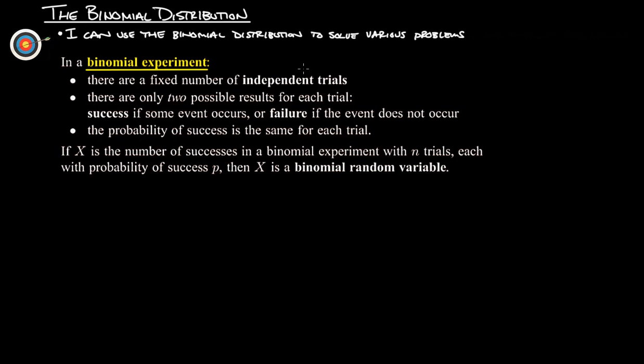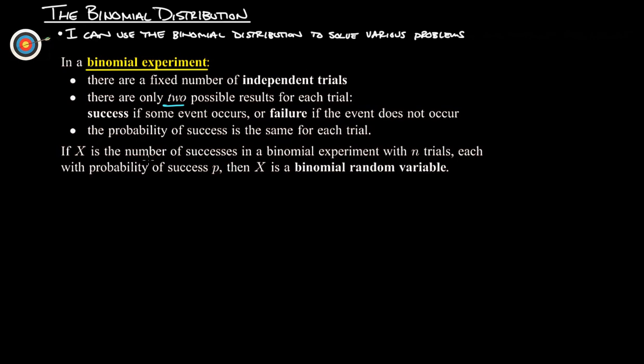Independent trials, remember, means that one trial does not have an impact on another. Like flipping coins are independent trials. There are only two possible results for each trial. Success is if some event occurs, or failure if the event does not occur. Success could be flipping a coin getting heads. Failure could be flipping a coin and getting tails. The probability of success is the same for each trial, hence independent trials.